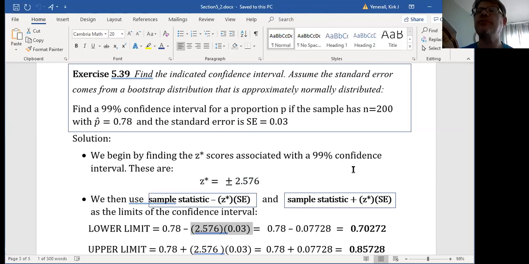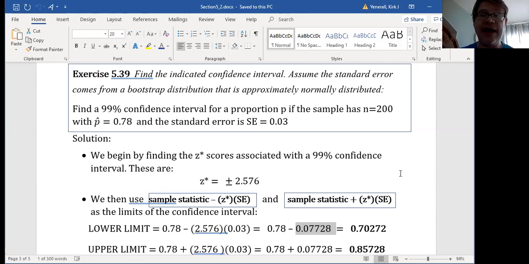Then I'm going to subtract that from my known p-hat value of 78%. What do we get when we multiply 2.576 by 0.03? Well, my calculator tells me that that product is 0.07728. That product of z star times standard error, that is the margin of error for this confidence interval. It's a little bit more than 7.7%.